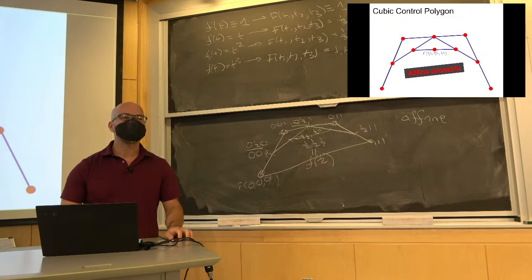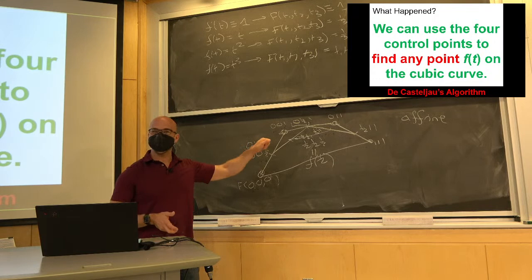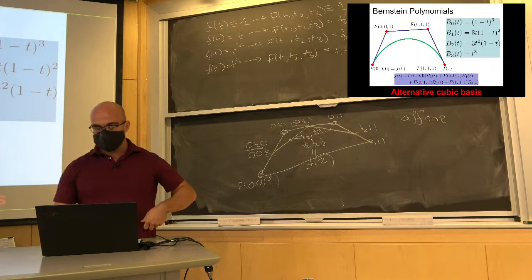I know this stuff is hard to wrap your head around the first time, but the good news is that at the end of the day, what did we do? We divided in half, drew line segments, divided in half, drew line segments, divided in half, and you're done. That's the cool algorithm. It's backed up by a bunch of algebra. So the Bernstein basis is just the basis that is reflected in this procedure here.